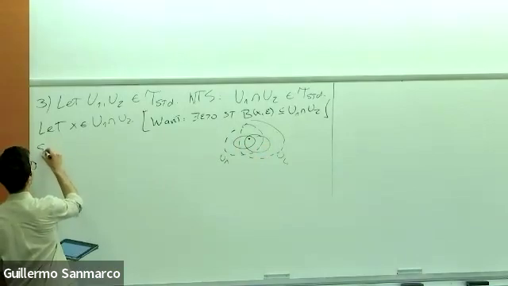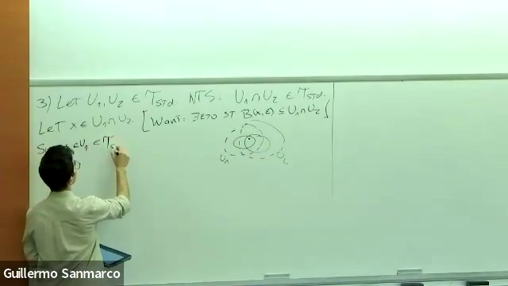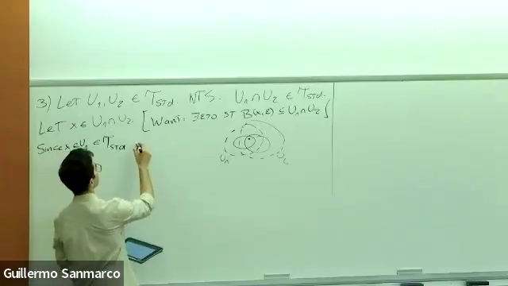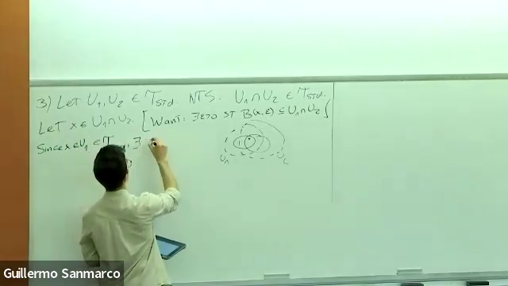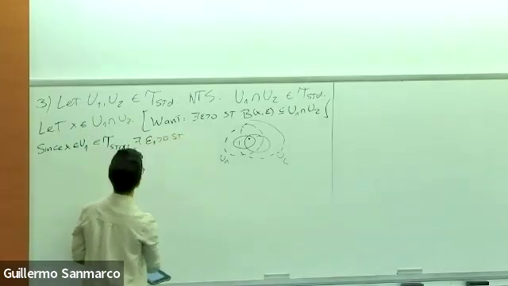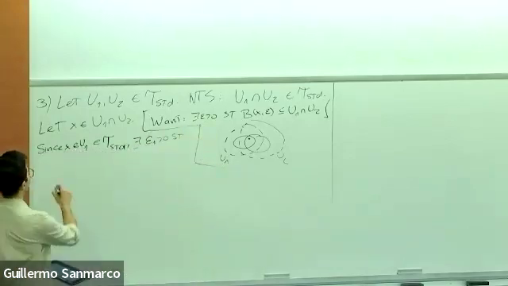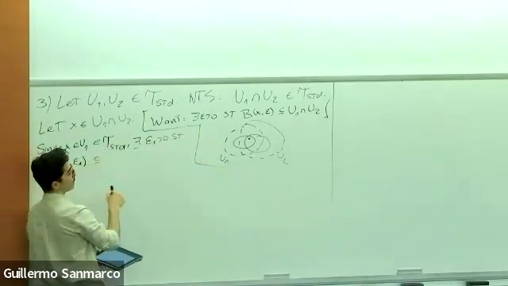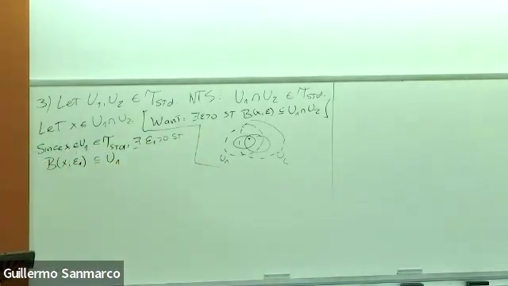But let's write what we know. Since x is in U1, which is in T standard, we know there is some epsilon1 such that B(x, epsilon1) is inside U1. Definition of T standard. Yep.